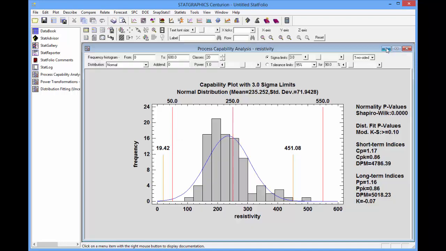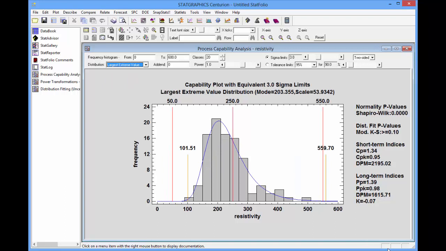At this point, I'll go back to Process Capability Analysis and change my selection to largest extreme value. You'll see now the results of fitting this particular distribution. As you can see, the largest extreme value distribution is also a skewed distribution. It's defined by a mode, in this case estimated to be around 203, and a scale parameter, in this case approximately 54.